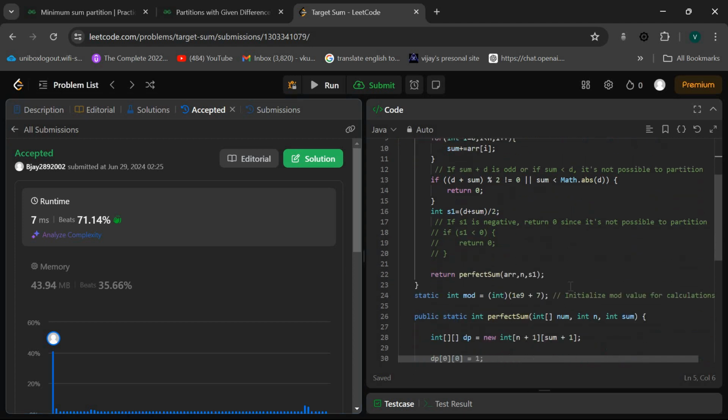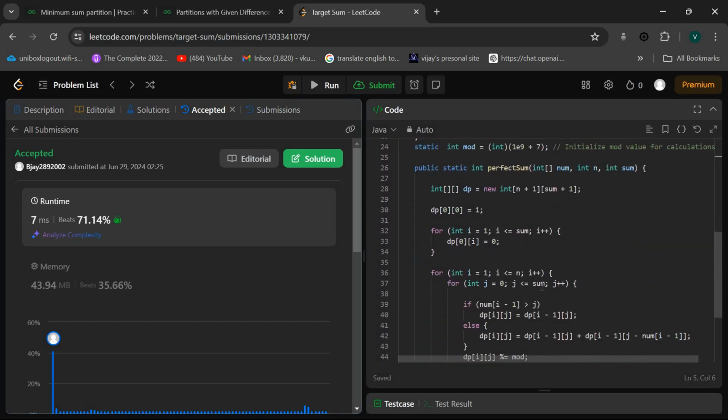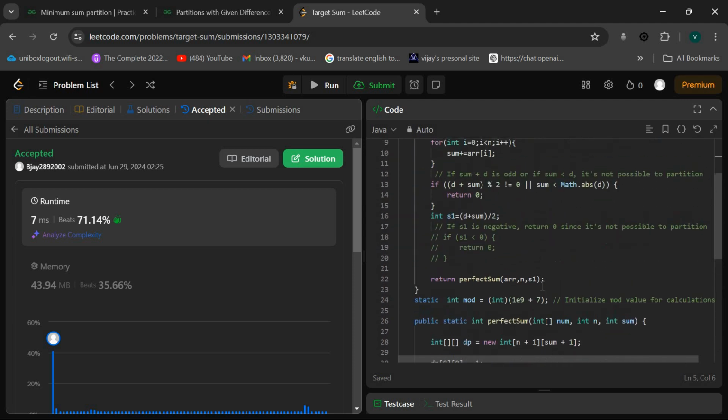Yeah, yes, good. This is the previous code. Simply the previous code.